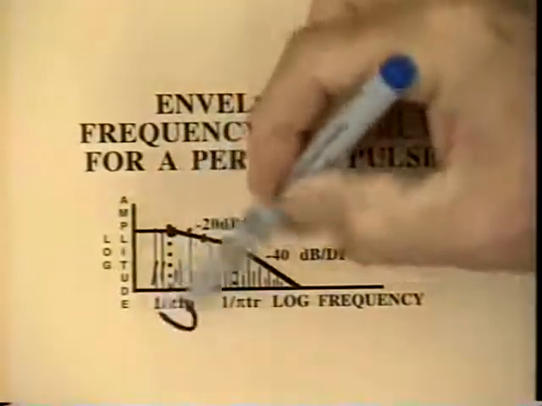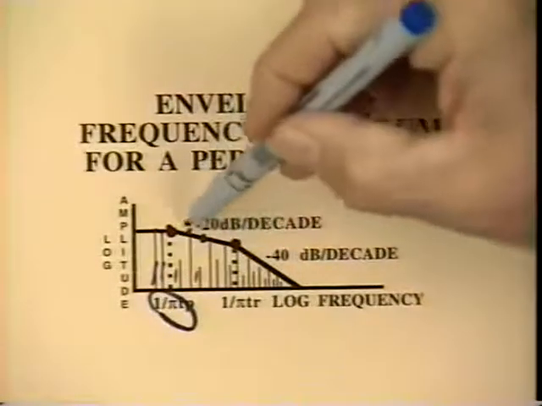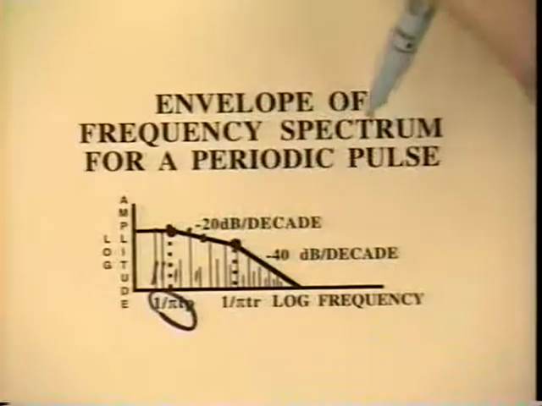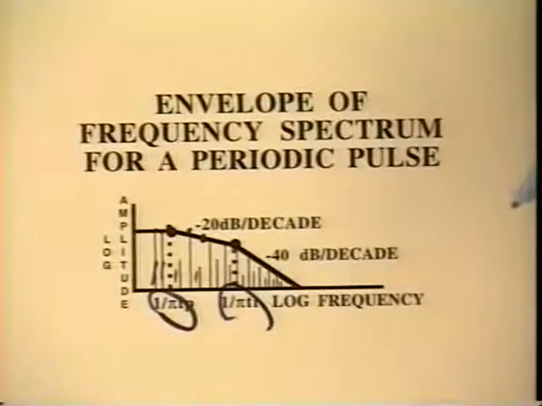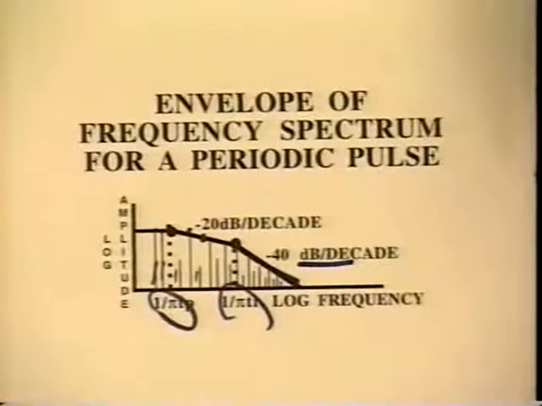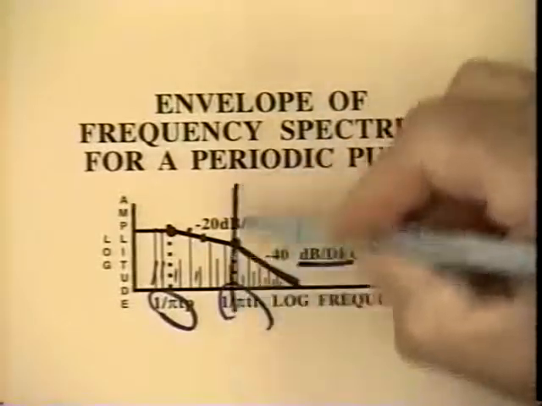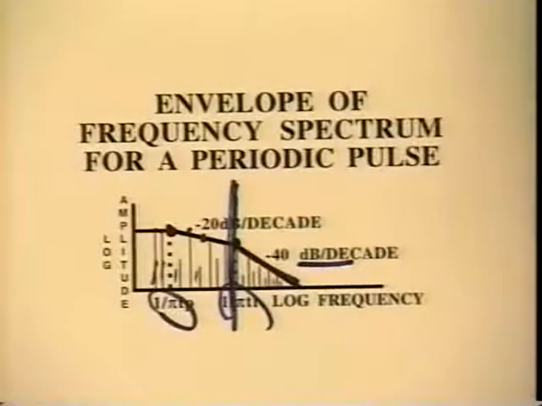This first breakpoint is determined by the pulse duration. Beyond that frequency, the amplitudes fall off at 20 dB per decade. The next breakpoint is determined by the pulse rise time or fall time, whichever is fastest. Again, we pick the sharpest edge, that's the critical edge. Beyond this frequency, the roll-off is 40 dB per decade. Now what we often will say is that the roll-off of 40 dB per decade means that beyond this corner frequency, we don't have to worry much about those components.